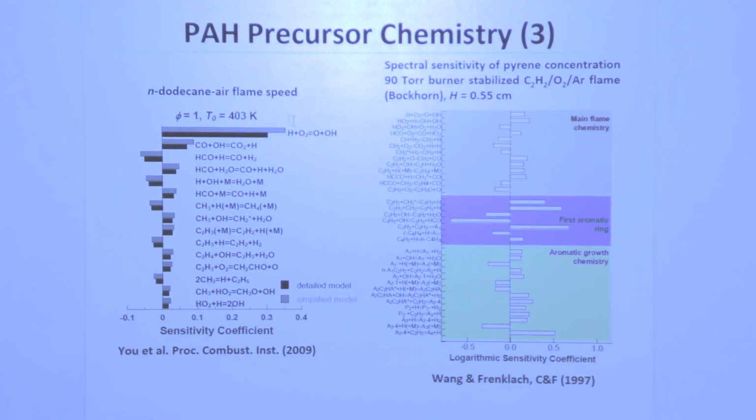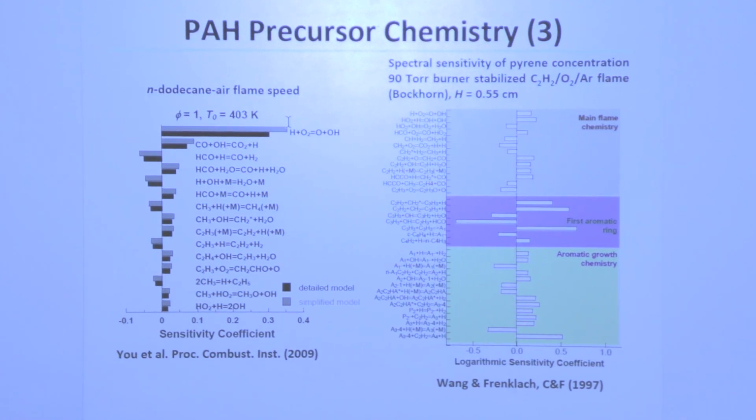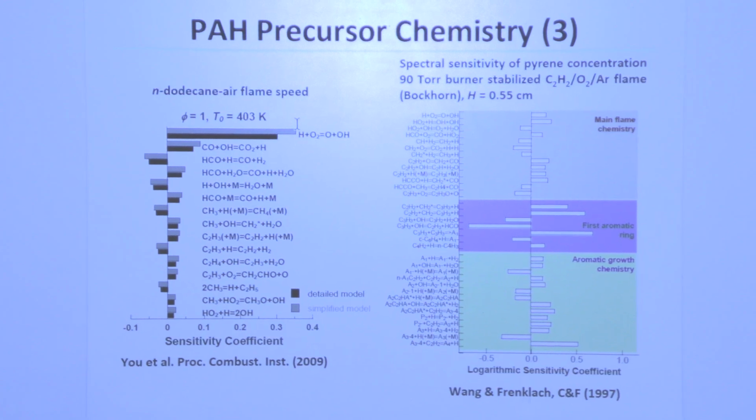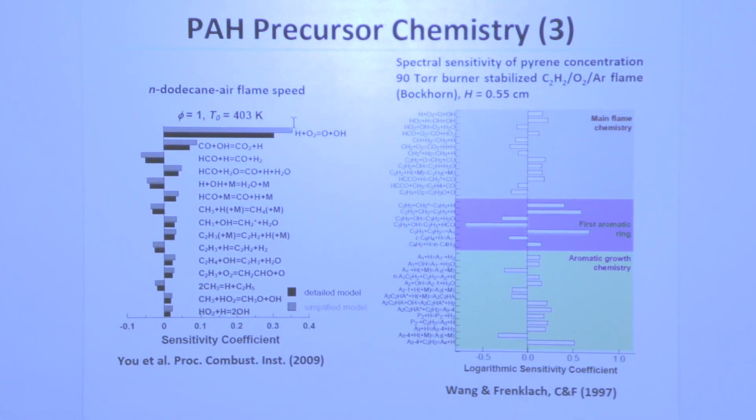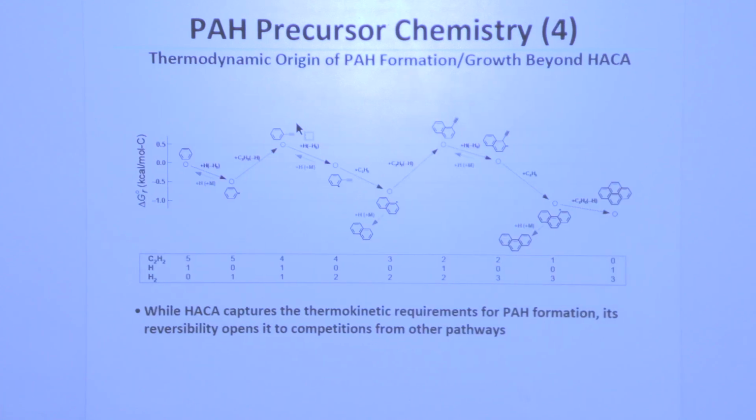By comparison, flame speed is very simple. There's only a few reactions that are really, really sensitive. Once you get those numbers right, your models give pretty good flame speeds. But soot is not like that. It's really complicated.